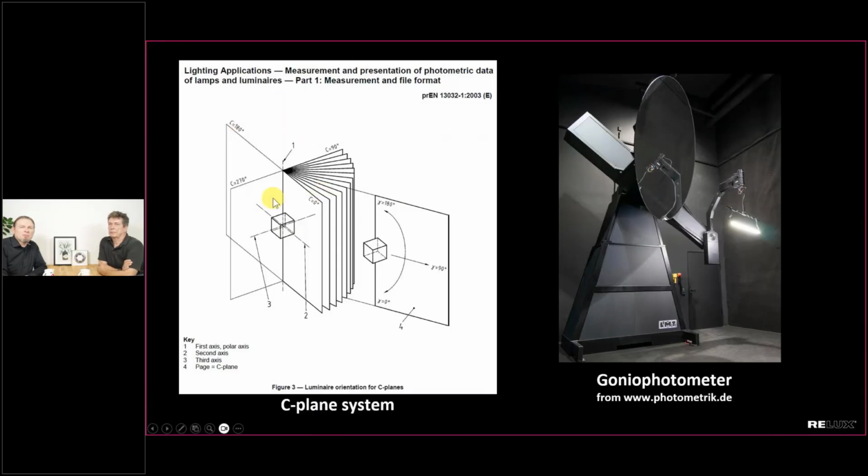Here we have all the C-planes, and the C-planes are described or labeled with their angle from 0 here up to 359, close to 360. And these are the C-planes, and on each of the C-planes you have the gamma angles. The gamma angles also start from 0 and rise up to 180, and for each gamma angle on each C-plane you have an intensity of the light. And this is where we can have a three-dimensional description of the light distribution, just in numbers.